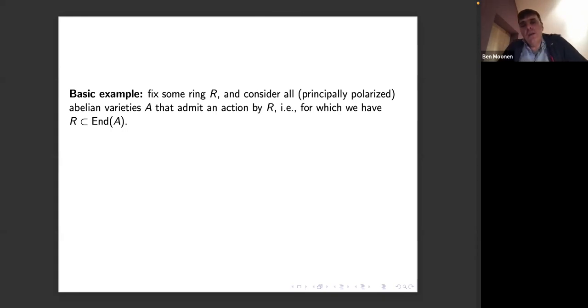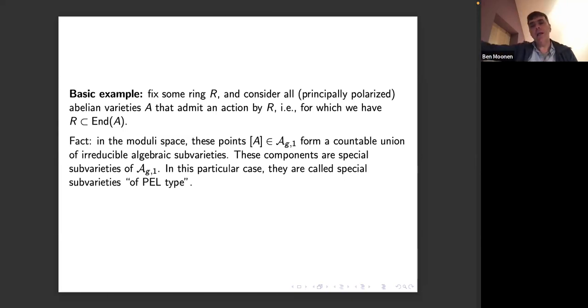Here's the basic example. And in a way, this is the one example that is relatively easy to understand. So let's just fix some ring that could act on an abelian variety, and look at all abelian varieties that admit an action by this given ring. So just think of an order in some imaginary quadratic field or whatever. And then it turns out that in the moduli space, the locus of all abelian varieties that admit an action by a given ring is actually a union of irreducible algebraic subvarieties. And these individual components are examples of special subvarieties.